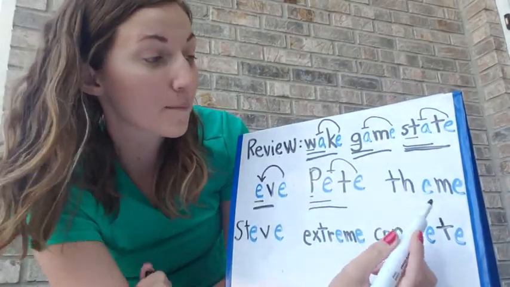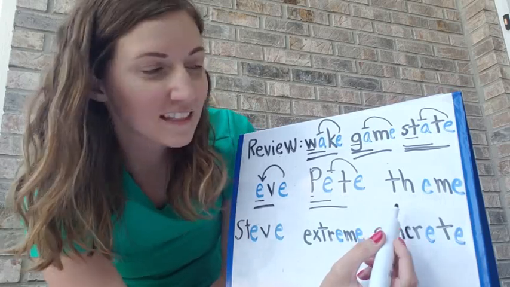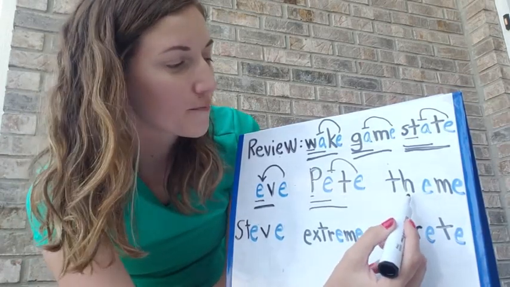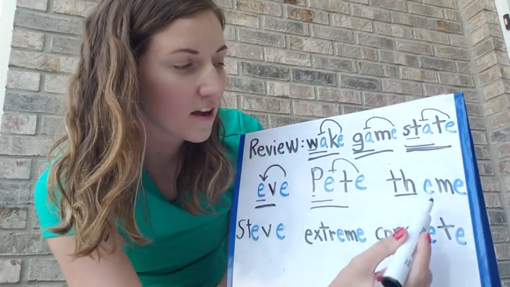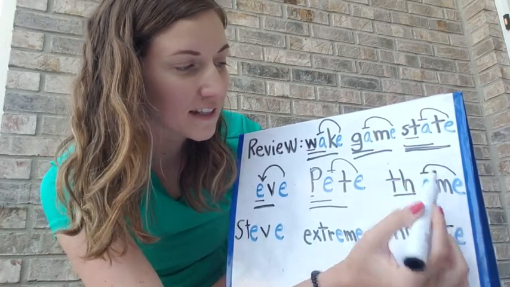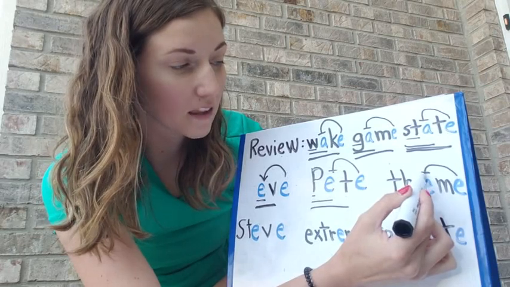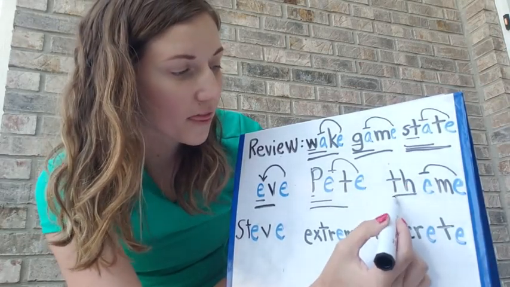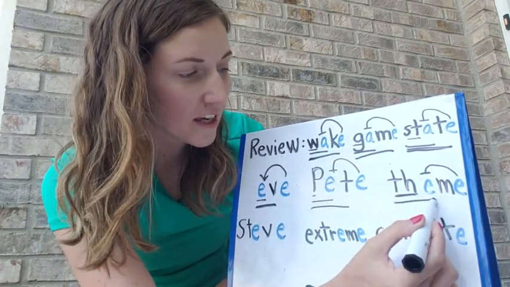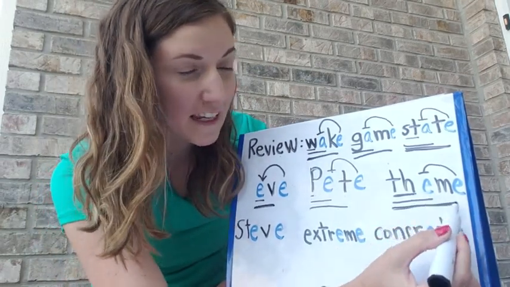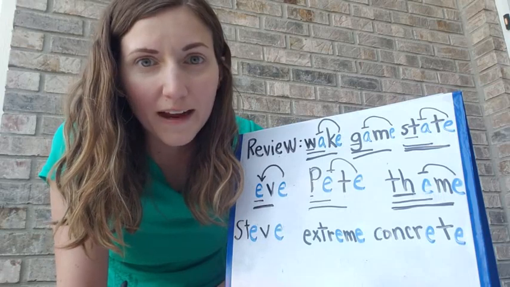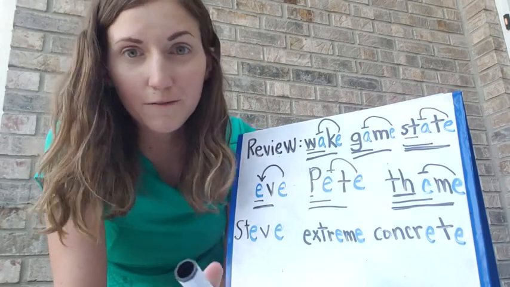All right, next up, ooh, we have a blend here, or a digraph. This digraph makes the sound th. All right, now this E makes the other E say its name. So that's why I make that long sound. So th, theme. Like sometimes you might have a theme party or a theme of a room.